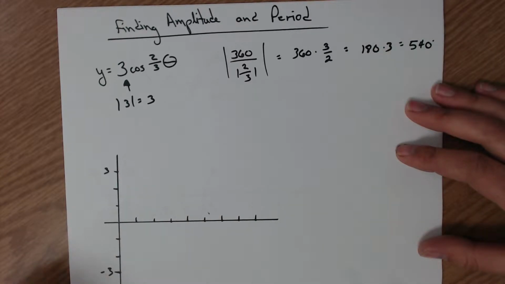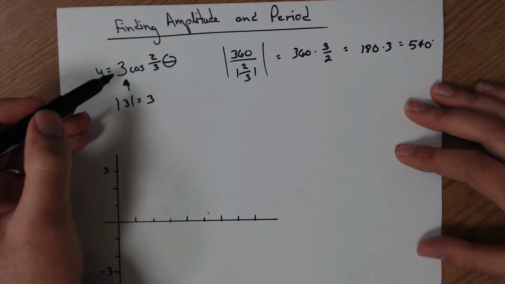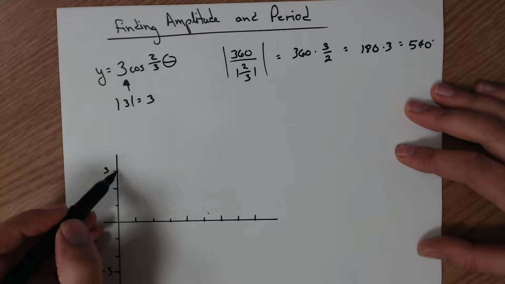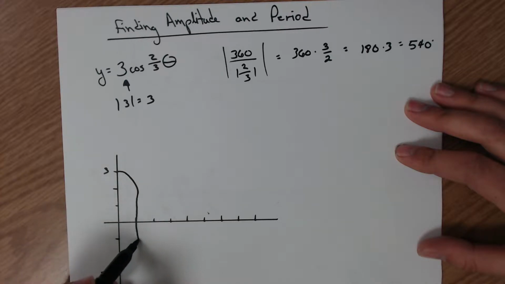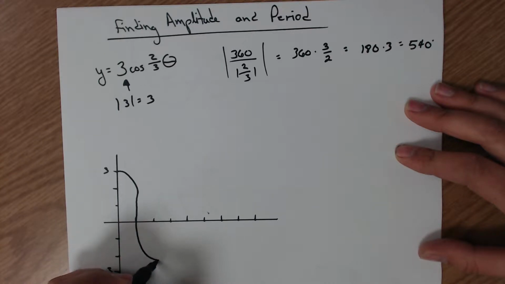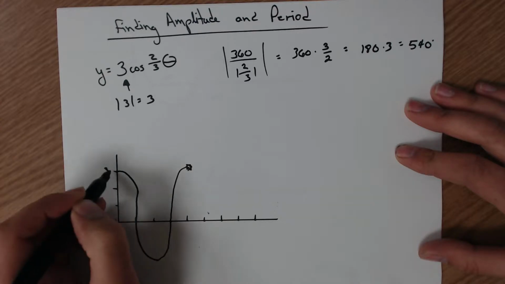That's one full loop. So again, I'm going to start off just by drawing a general cosine graph. I start up at the top, and I'm going to come down. I've reached my bottom. I come back up, and I keep going in both directions.